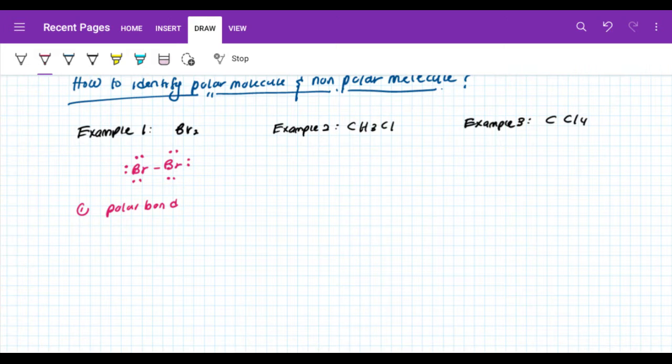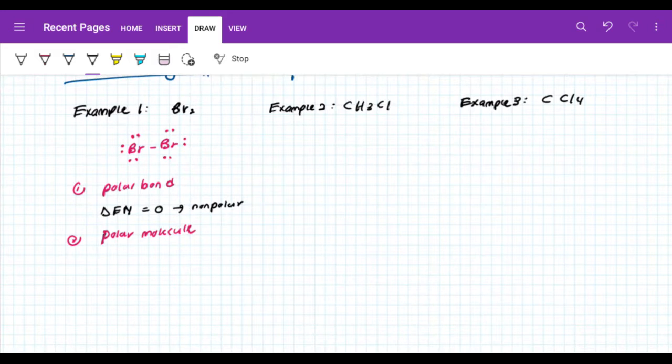If you refer to the data booklet, to identify a polar bond we have to measure the electronegativity difference, and of course the electronegativity difference is zero because both atoms are the same. So if it is zero, this is non-polar. Any molecule that has zero electronegativity difference is non-polar. If non-polar, it means there is no polar bond, so it just exists as a non-polar molecule.